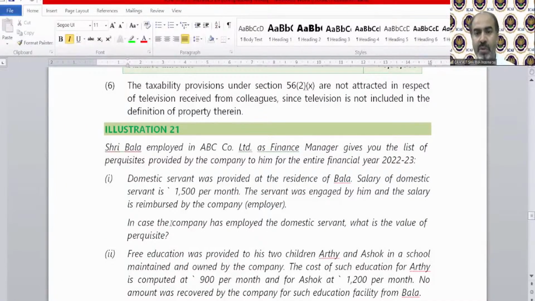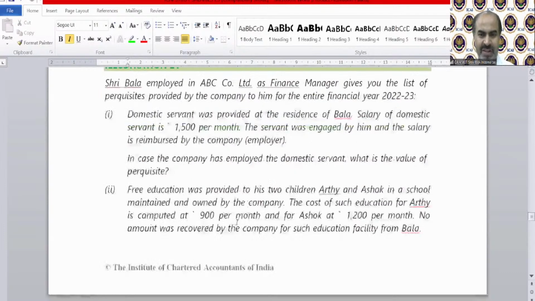Of course, like domestic service was provided at the residence of Bala, his employee. Salary of domestic service is 1,500 per month. The servant was engaged by him and the salary is reimbursed by the company. So servant appointed by employee and payment made by employer. What will happen? It's going to be taxable for all employees. We discussed it today. So it's very simple provisions. You can read it by yourself.